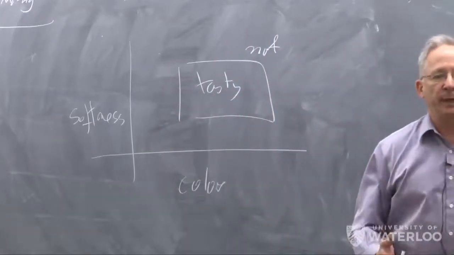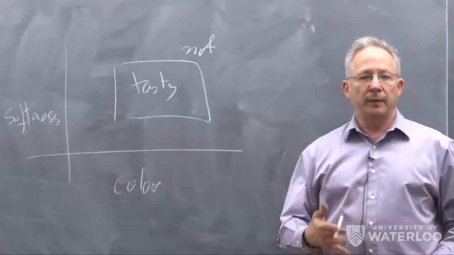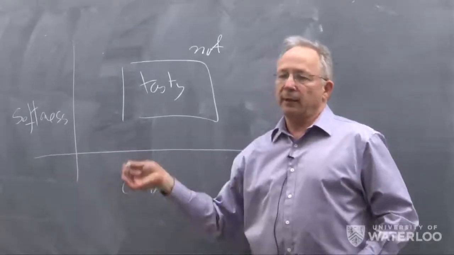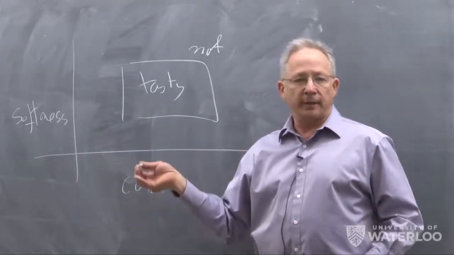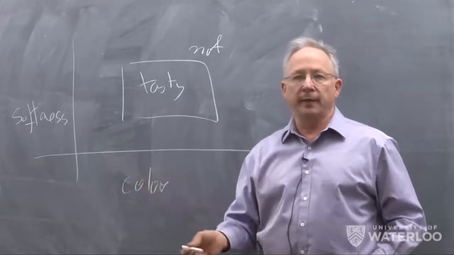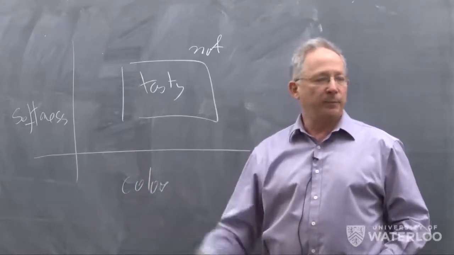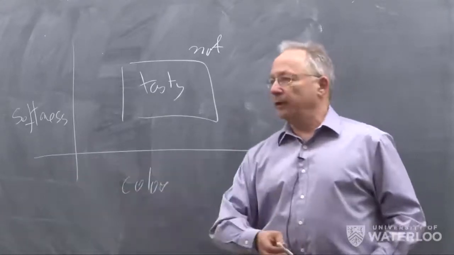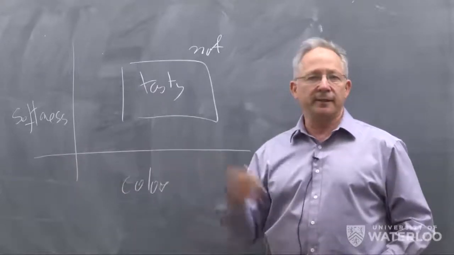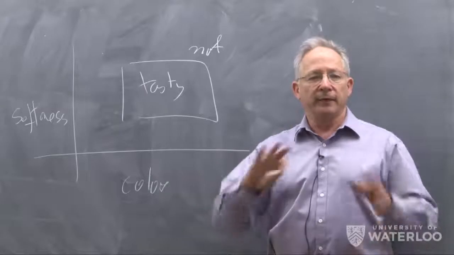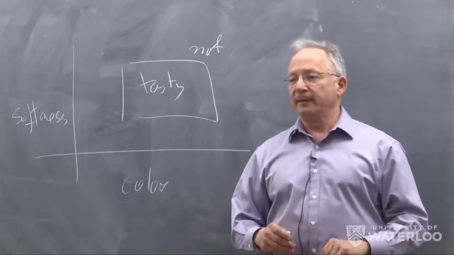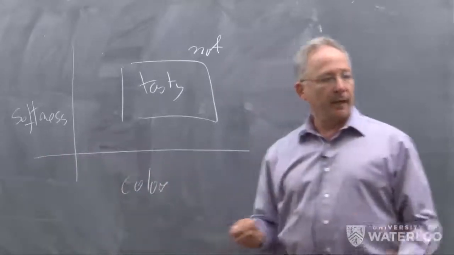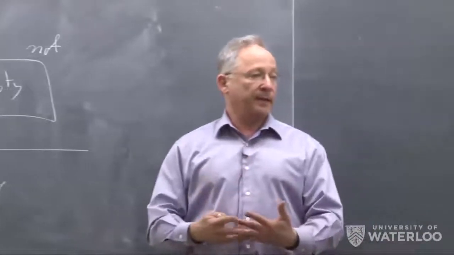Now, what does it mean to make my predictor more complex or more expressible? I could add another direction. It's not just a matter of the color and the softness of the papaya, it's also a matter of the size. I somehow believe that smaller ones are more tasty than bigger ones. Or I could add another coordinate, symmetry. If they look very round and symmetric, maybe they're tastier. So by adding more parameters, I make my hypothesis class more expressible.